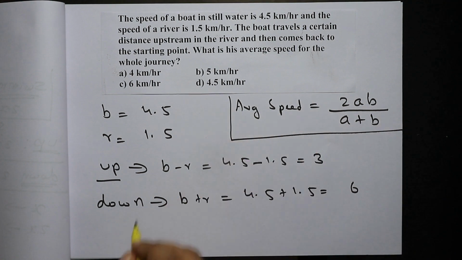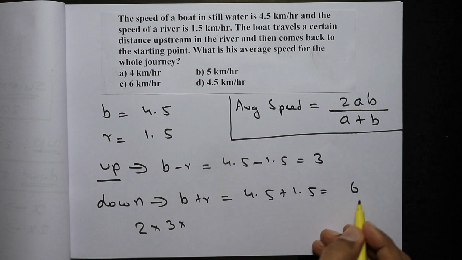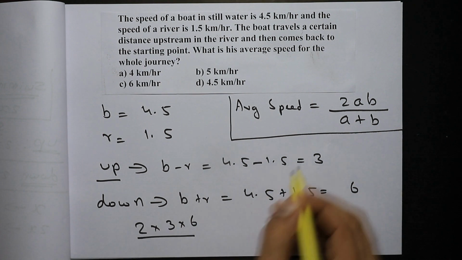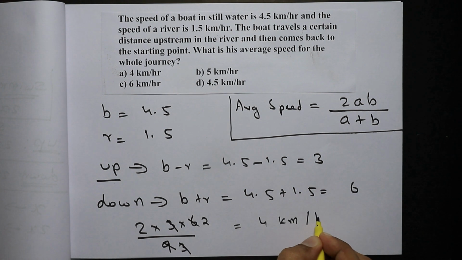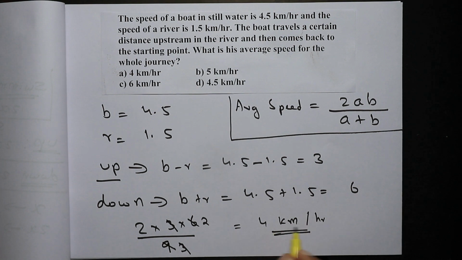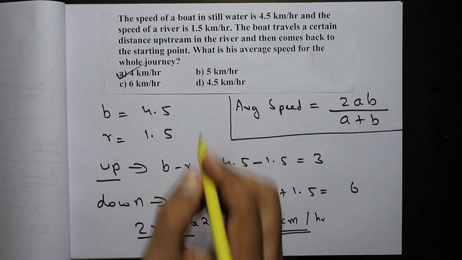So average speed is given as 2ab, where a is equal to 3 and b is equal to 6, divided by a plus b, that is 3 plus 6, 9. Here 3 divides 1 time, here 3 divides 2 times. So 2 into 2, 4 kilometers per hour. So that is the average speed for the full journey. Hence option A, 4.